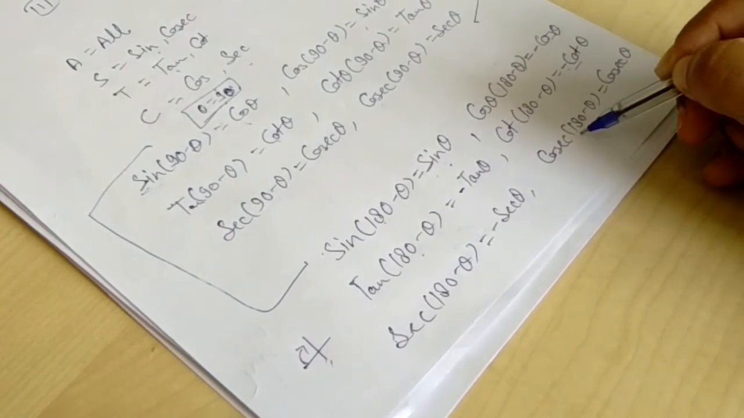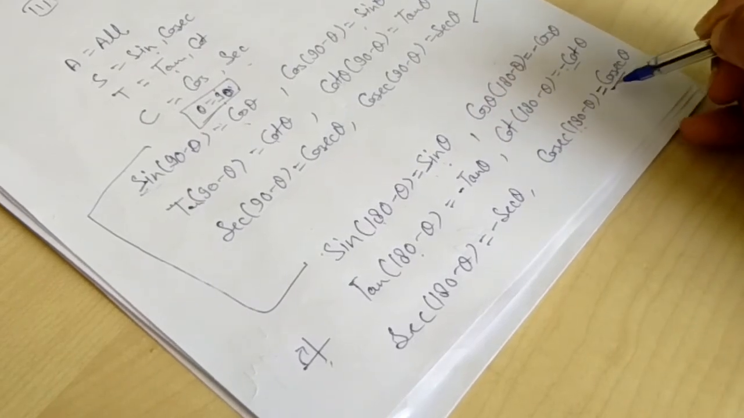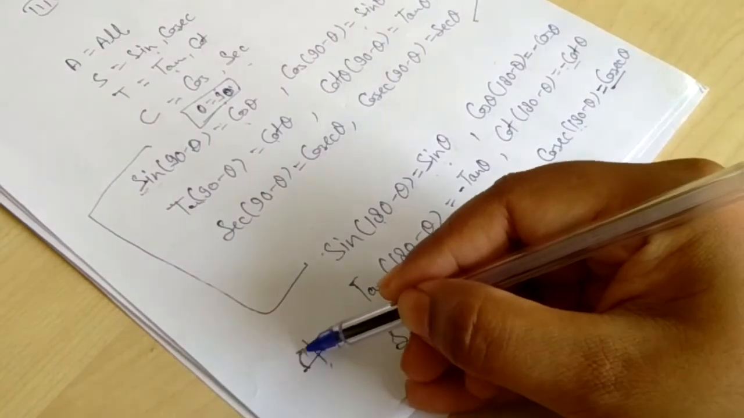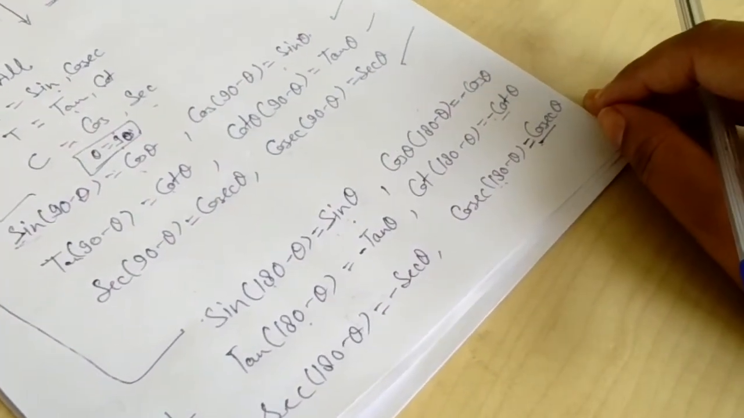Why? Because there will be no change in ratio, because it is 180. Since cosec theta and sine are both positive in the second quadrant, and 180 minus theta means second quadrant, this implies that cosec will be positive. So cosec(180 minus theta) is cosec theta.